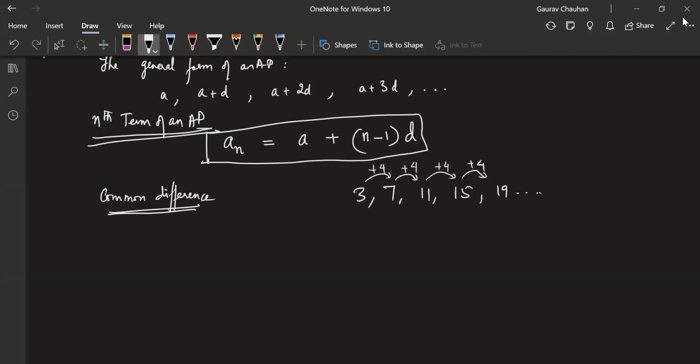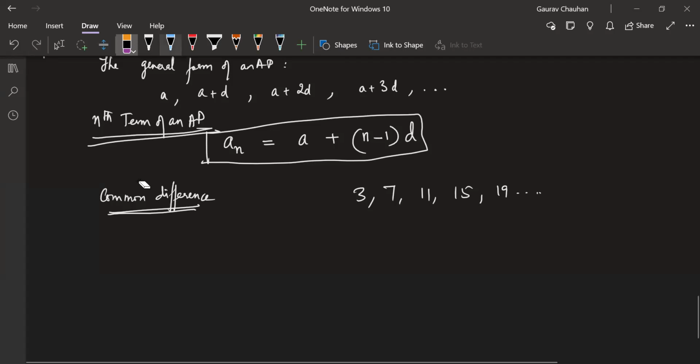You're right about that. But my question is, how are you finding that 4 exactly? What are you doing to find that 4? Let's hear from Dinesh. Dinesh, how did you find that it is 4? I just did A2 minus A, sir, which is 7 minus 3. Perfect, Dinesh. Can you find it in any other way also? Sir, I can take 11 minus 7 also.